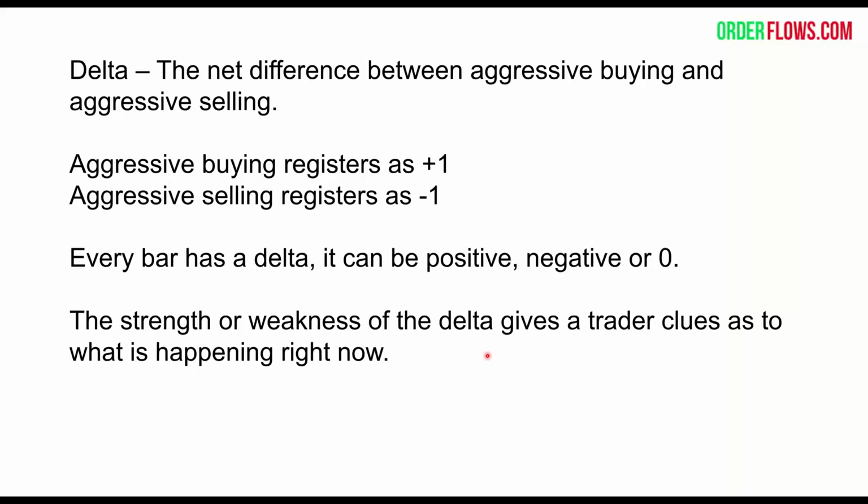It can either be positive, which generally means aggressive buying was in control. It could be negative, which generally means aggressive selling is in control, or it could be 0, right? Delta could just land on 0. It could be evenly matched. Sometimes people think, well, delta 0 must mean something. No, it's just coincidence. In all my analysis, whenever I see a bar that has 0 delta, don't read too much into it. And the strength or weakness of the delta gives a trader clues as to what's happening in the market right now.